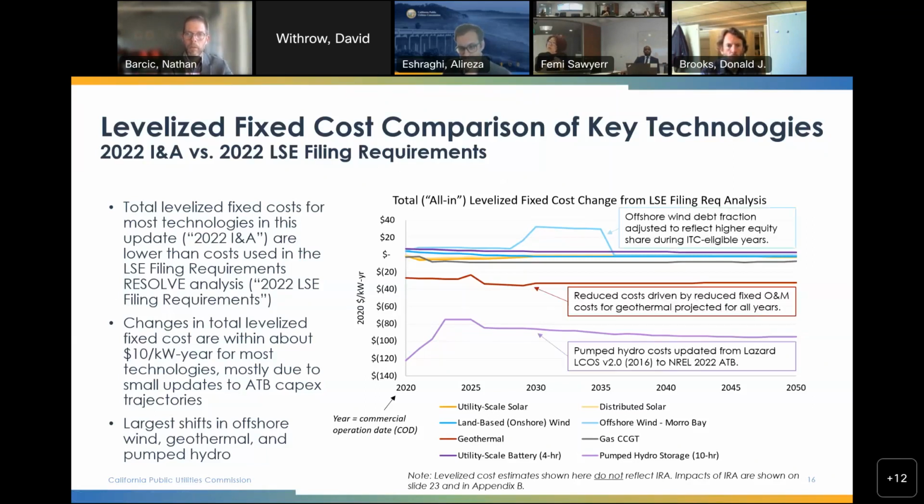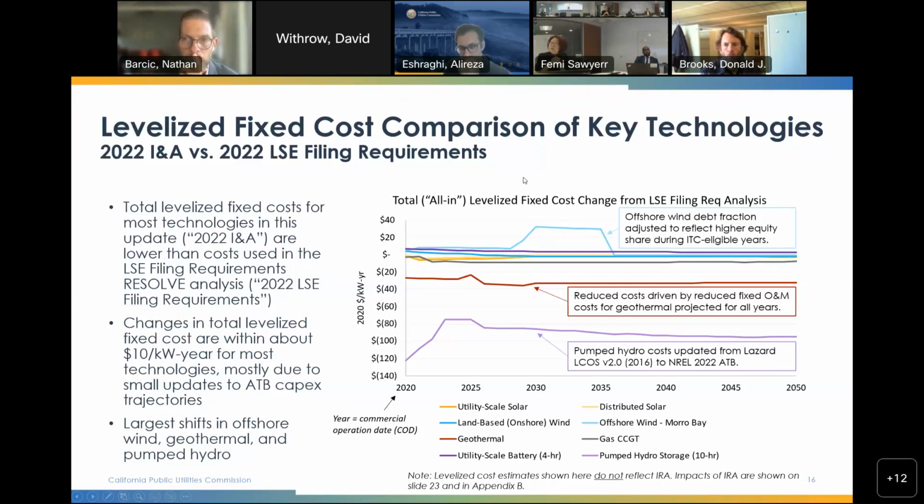So the 3 technologies are, first is offshore wind, and this is due to the changes in the financing assumptions. And the second technology is geothermal, and this is due to some changes in the fixed O&M costs. The third technology is pumped hydro storage, and this is because we updated the data source from an older Levelized version to NREL 2022 ATB.